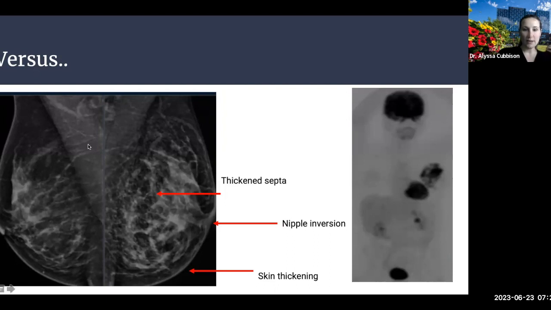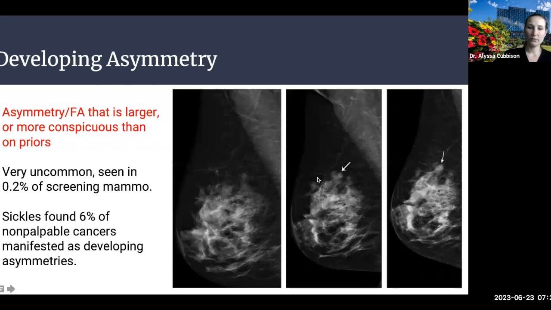She has thickened septa that are asymmetric to the other side. Her nipple is inverted, and she actually has skin thickening as well. So she does have other secondary signs to say, okay, although this asymmetry is considered global, meaning it involves more than one quadrant of the breast, she has other superimposed suspicious things. So of course, it doesn't meet the criteria for a global asymmetry.